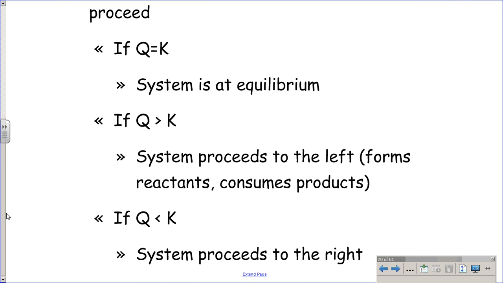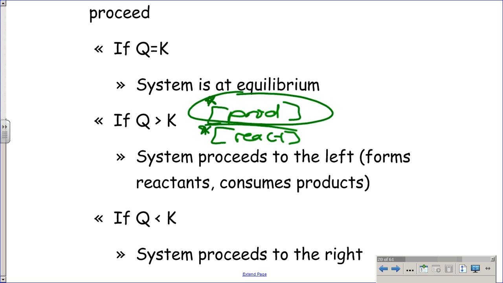But if you have a Q value that's way larger, and you know that Q is still calculated in a similar fashion as K, concentration of products over concentration of reactants, that means how does Q become large? Is this number large, or is this number large? If you got a huge Q, because Q is greater than K, then your product number is huge. That means you have way too many products, so you need to get rid of some of the products. How do you get rid of the products? You make more reactants. Okay, so I don't say shift left or shift right as much, because those terms are reserved for Le Chatelier's principle. We say proceeds left or proceeds right. It's very different lingo, and it means something different.